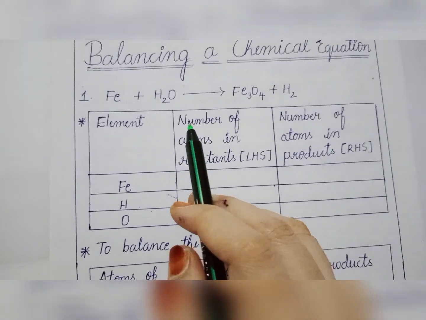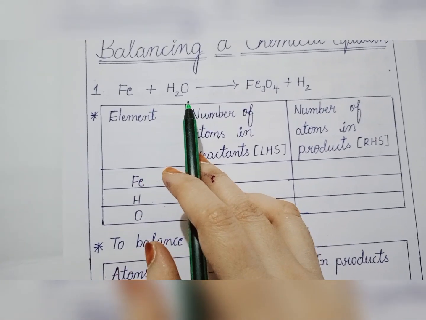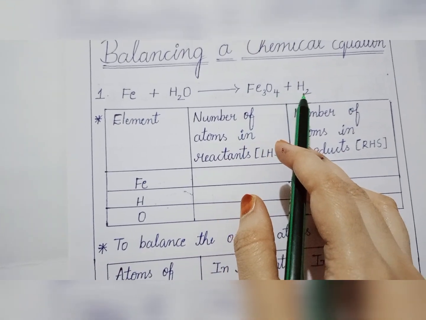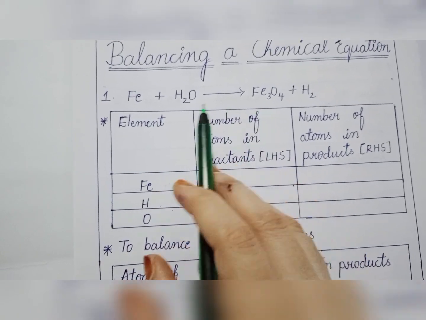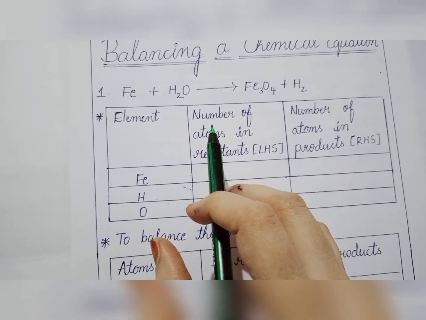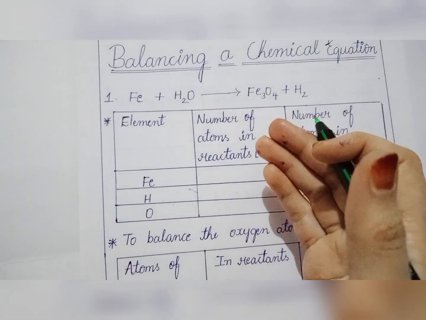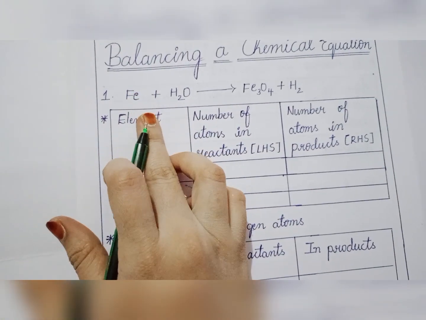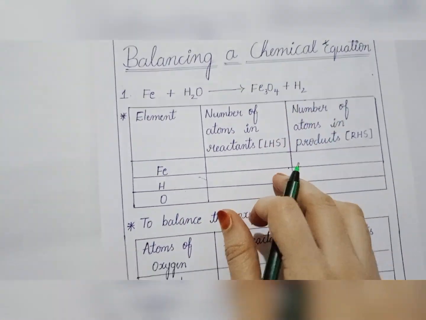Okay, let's start with an example. The first equation we consider here is Fe + H2O gives Fe3O4 + H2. So this equation is unbalanced. In order to balance the equation, first we have to write down the element names, the number of atoms in the reactants, that is the left hand side, and the number of atoms in the products, that is the right hand side.